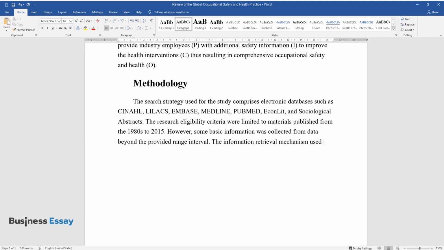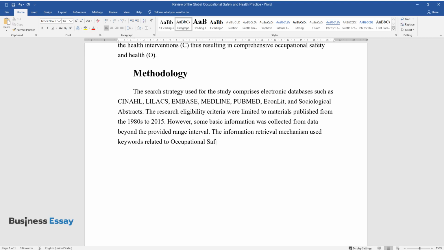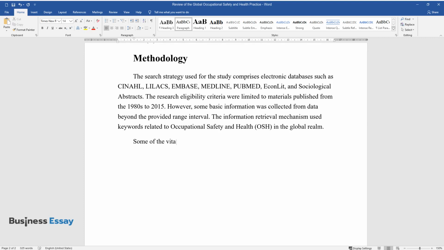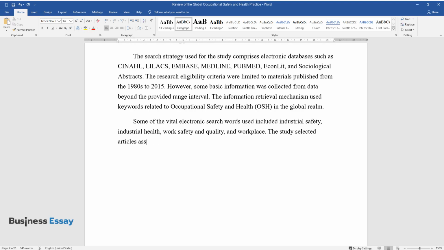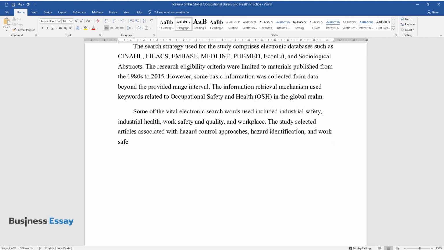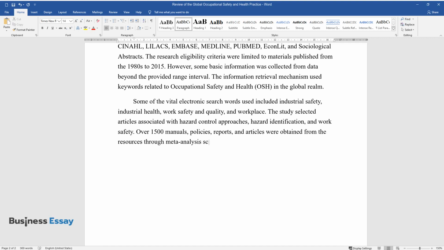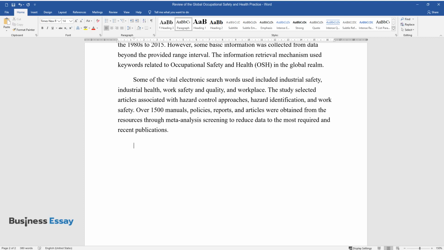The information retrieval mechanism used keywords related to occupational safety and health, OSH, in the global realm. Some of the vital electronic search words used included industrial safety, industrial health, work safety and quality, and workplace. The study selected articles associated with hazard control approaches, hazard identification, and work safety. Over 1,500 manuals, policies, reports, and articles were obtained from the resources through meta-analysis screening to reduce data to the most required and recent publications.